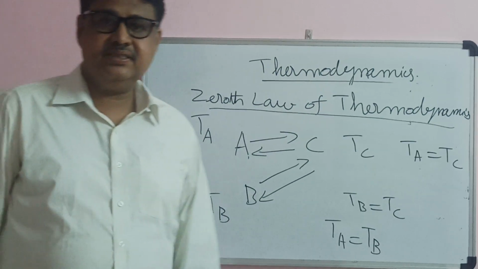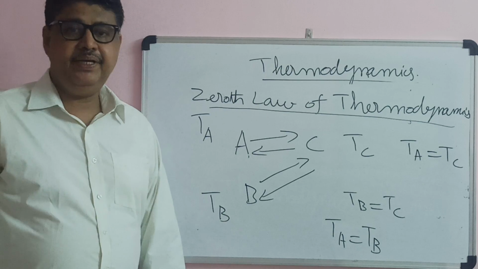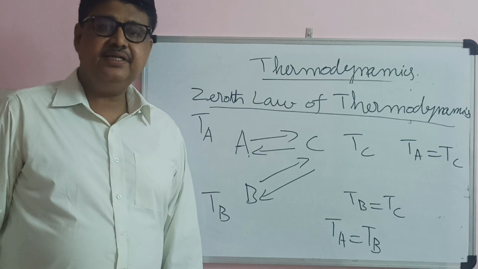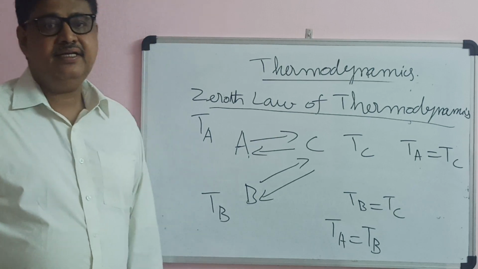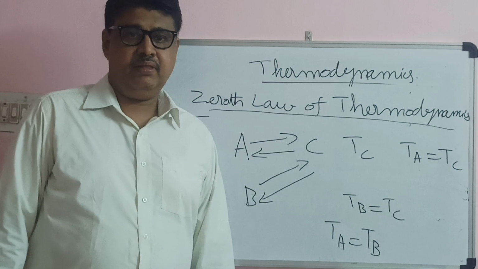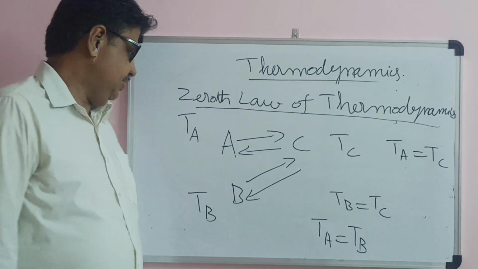Zeroth law of thermodynamics: if two systems A and B are separately in thermal equilibrium with a third system C, then the systems A and B are in thermal equilibrium with each other. This is called the zeroth law of thermodynamics.